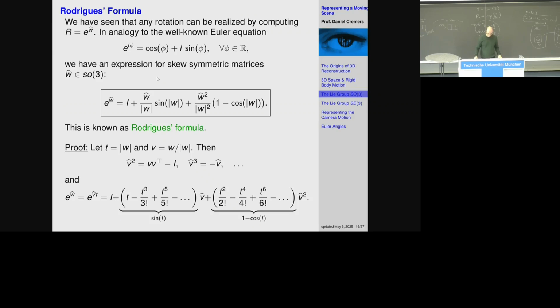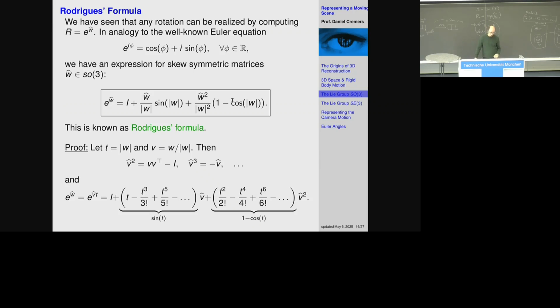What we also saw is that this exponentiation of a skew-symmetric matrix can be done in closed form. It can be done by this so-called Rodrigues formula, and that allows me, by using sine and cosine, to express it as something that has three terms. One is the identity, and one is an offset from the identity that is proportional to w hat, and another term that is proportional to w hat squared.